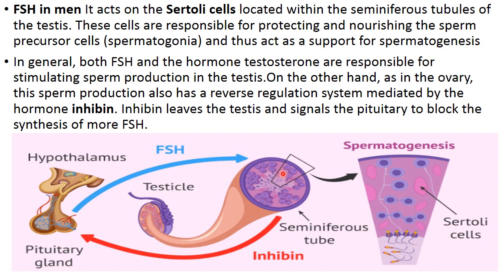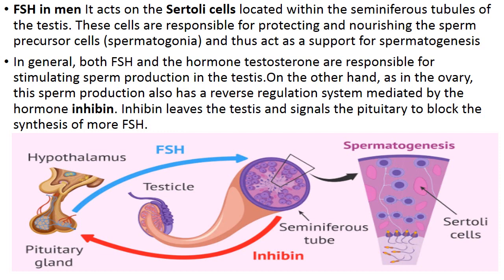Now when spermatogenesis occurs, what happens? Sperm production is also under negative feedback regulation, in the testes as well as in the ovary, by another hormone known as inhibin. What does inhibin do? The testes release inhibin, and it leaves the testes and goes to the pituitary gland and blocks the release of FSH. When there is an increase in inhibin, the further formation of FSH will be inhibited.